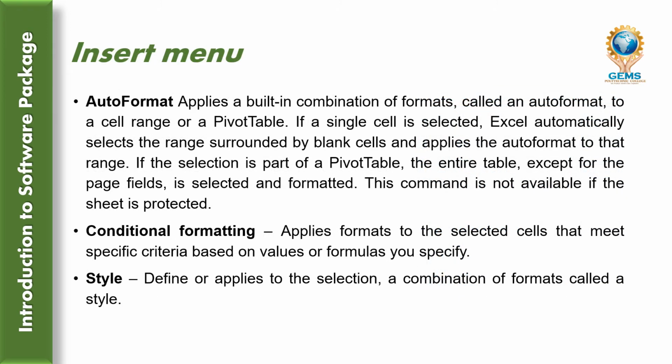Auto format options apply a built-in combination of formats, called an auto format, to a cell range or a pivot table. If a single cell is selected, Excel automatically selects the range surrounded by blank cells and applies the auto format to the range. If the selection is part of a pivot table, the entire table except for the page field is selected and formatted. The command is not available if the sheet is protected.